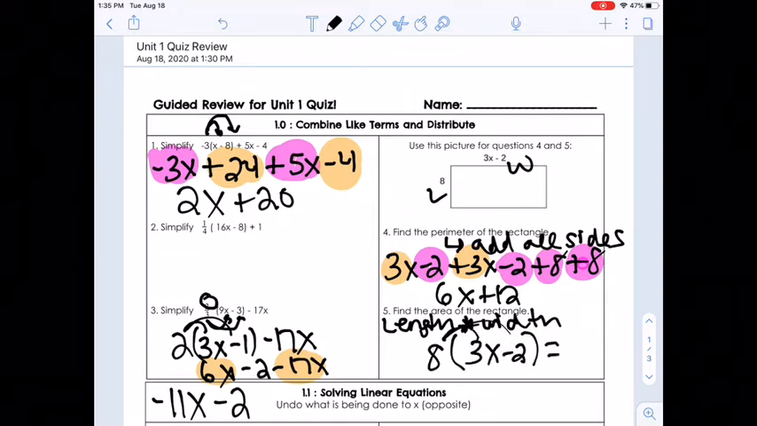So we're really just distributing. 8 times 3x is 24x. 8 times negative 2 is negative 16. And that is your review for combining like terms and distributing.